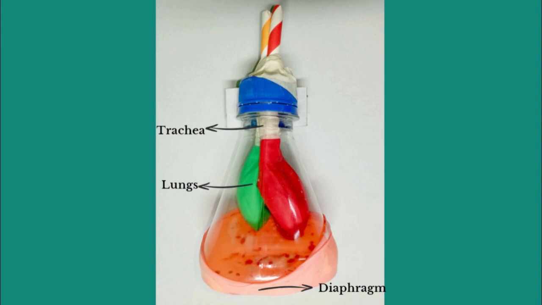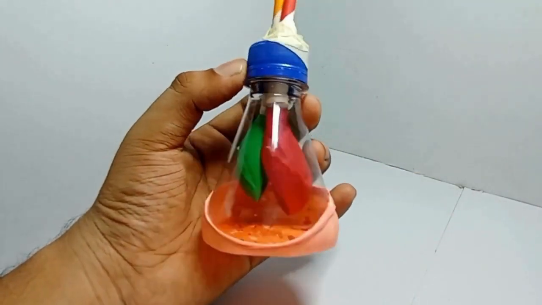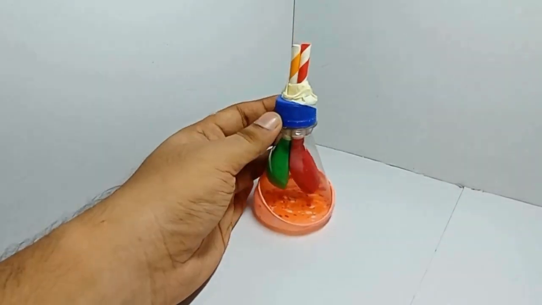The cavity is surrounded by ribs on the sides, and a large muscular sheet called diaphragm forms the floor of the chest cavity. Breathing involves the movement of the diaphragm and the rib cage.